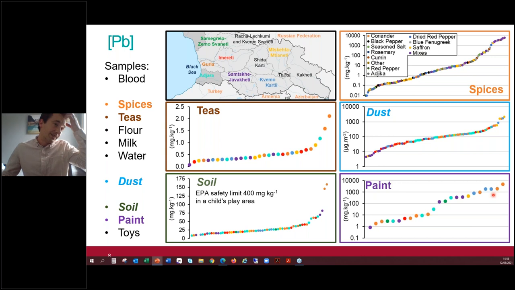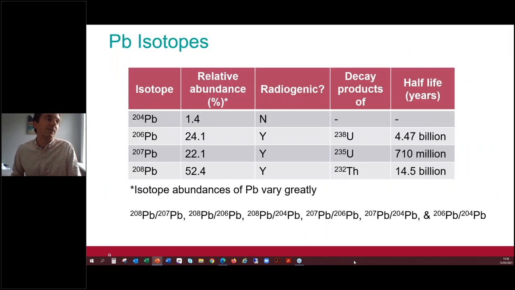And the paint samples, again, plotted on a log scale. So we have about half of those paint samples below 10 ppm, and the other half are essentially above 100 and into thousands of ppm. That's indicating a split between leaded and unleaded paint being used. So that's some of the concentration data that we have for these samples.